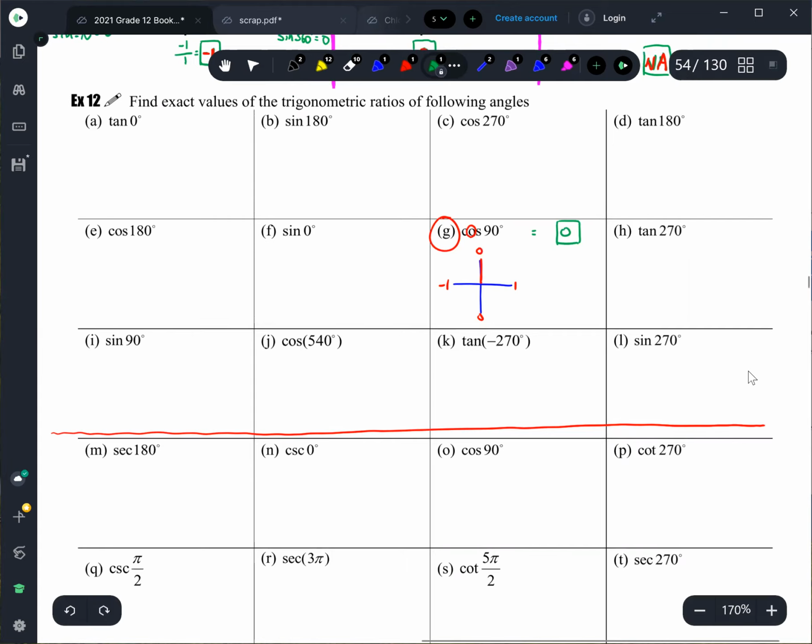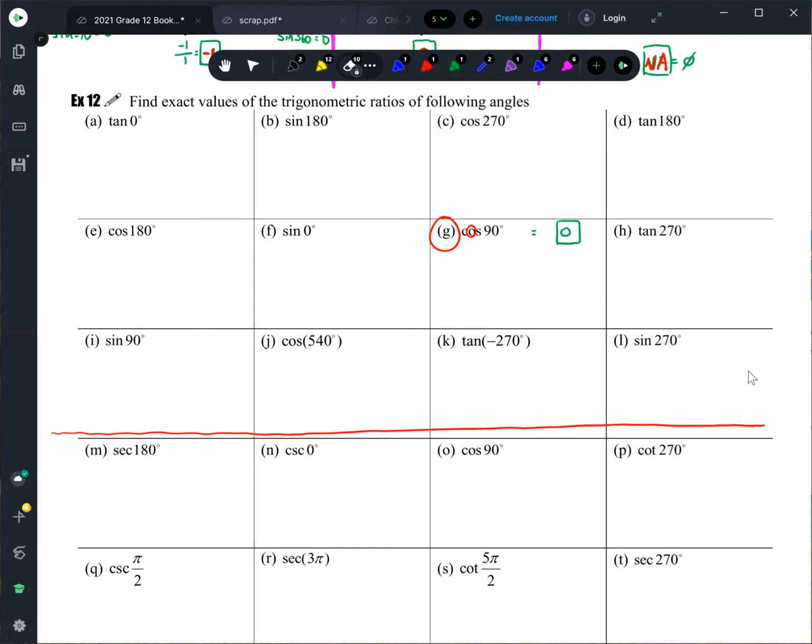So you get 0, 0 in the middle. So the answer for this one is 0. So you don't need to draw this out. You just need to imagine in your head where is 90 degree. Write down the answer in 1 second. You only need to draw it out if the angle gets really big, right? You need to keep on turning. Otherwise, you should be able to finish one question in 1 second.